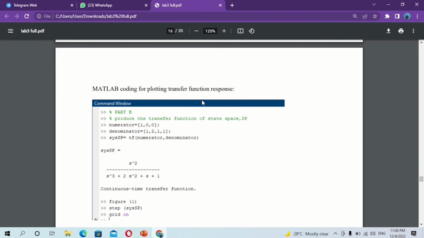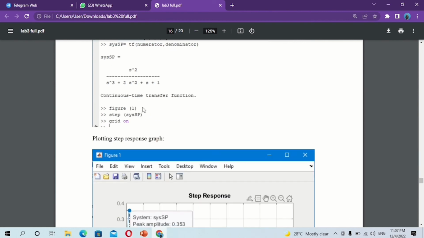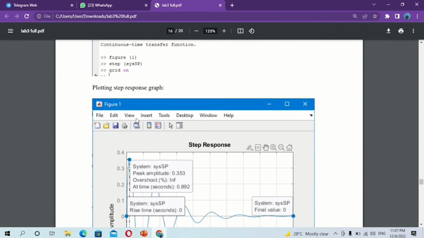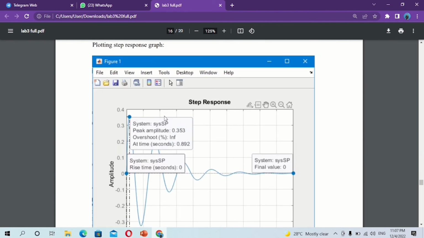For plotting the transfer function response, we need to declare the numerator as 1, 0, 0 and the denominator as 1, 2, 1, 1. To find the equation, we use this code: sys equal to tf of numerator and denominator. After we run this code, we will get the value for the transfer function. Then, in figure 1, we plot the graph for the transfer function response using step of sys, and grid on. So the result we can see here is the transfer function response.